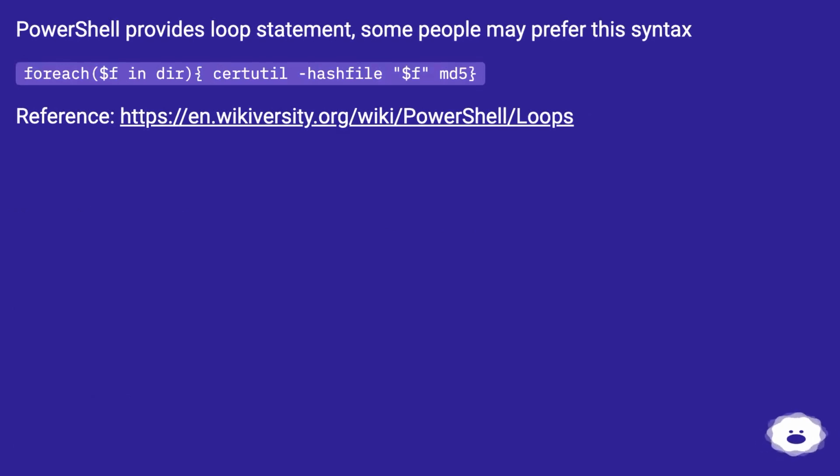PowerShell provides a loop statement. Some people may prefer this syntax. For each $f in dir, Get-FileHash $f MD5. Reference this URL.